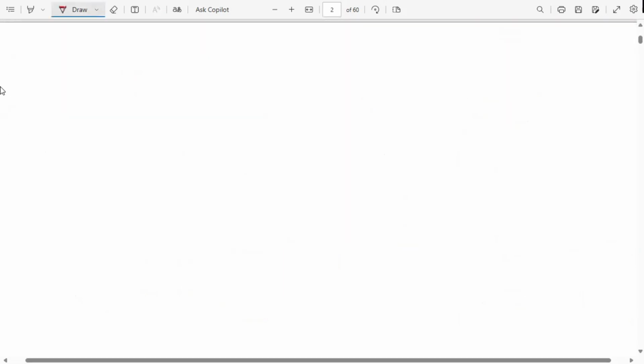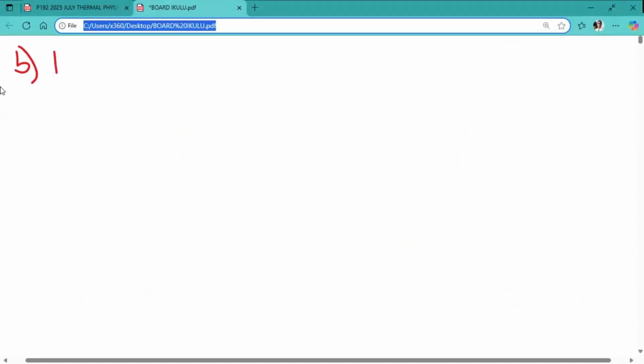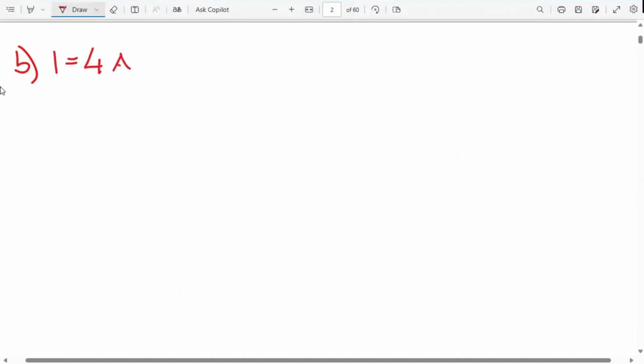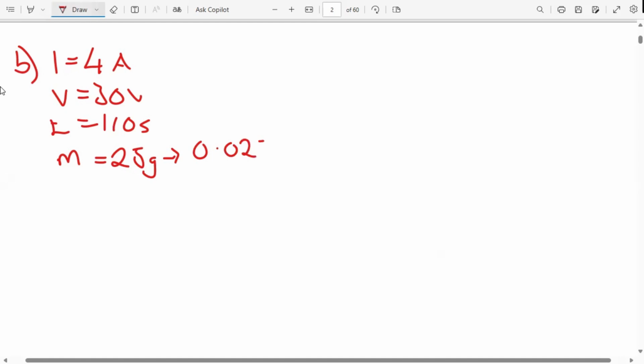So this is question B. We've been given current, which is 4 amps. We've been given voltage of 30 volts. We've been given time, 110 seconds. We've also been given the mass of liquid nitrogen to be 25 grams, which I can convert into kilograms immediately to say this is 0.025 kilograms. And what are we supposed to find? We're supposed to find the latent heat of vaporization of liquid nitrogen, the LV.